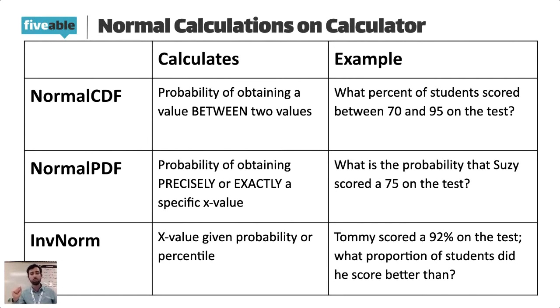Normal PDF, we really don't use that often. However, you could get the probability that you get that exact number. Again, we really don't use it very often, but it's there. And inverse norm is going to be super valuable. It gives you the actual score for the area that you want. Let me say that again, or I'll say it according to my notes. It gives you the X value given the probability or the percentile. So let's say you scored 92 on a test. You wanted to know what proportion of students you scored better than. You could get that using inverse norm.